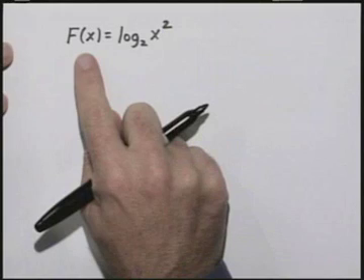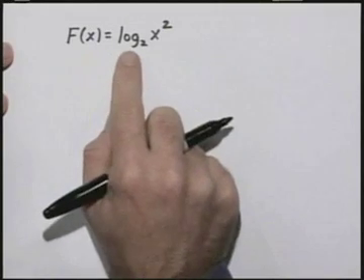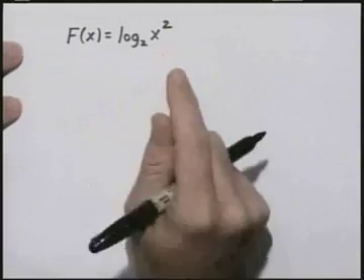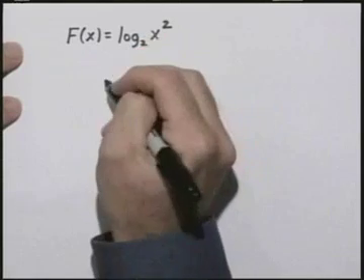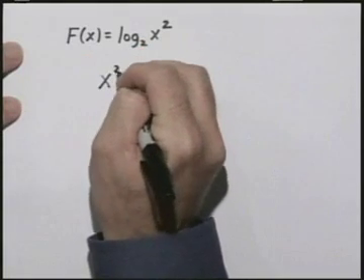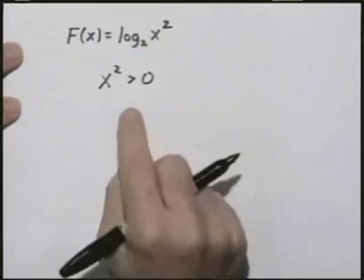To find the domain of any logarithmic function, all we need to remember is that the argument of the logarithmic function must be positive. So, if we want to find the domain of f of x equals log base 2 of x squared, we need to understand that the argument x squared must be positive.